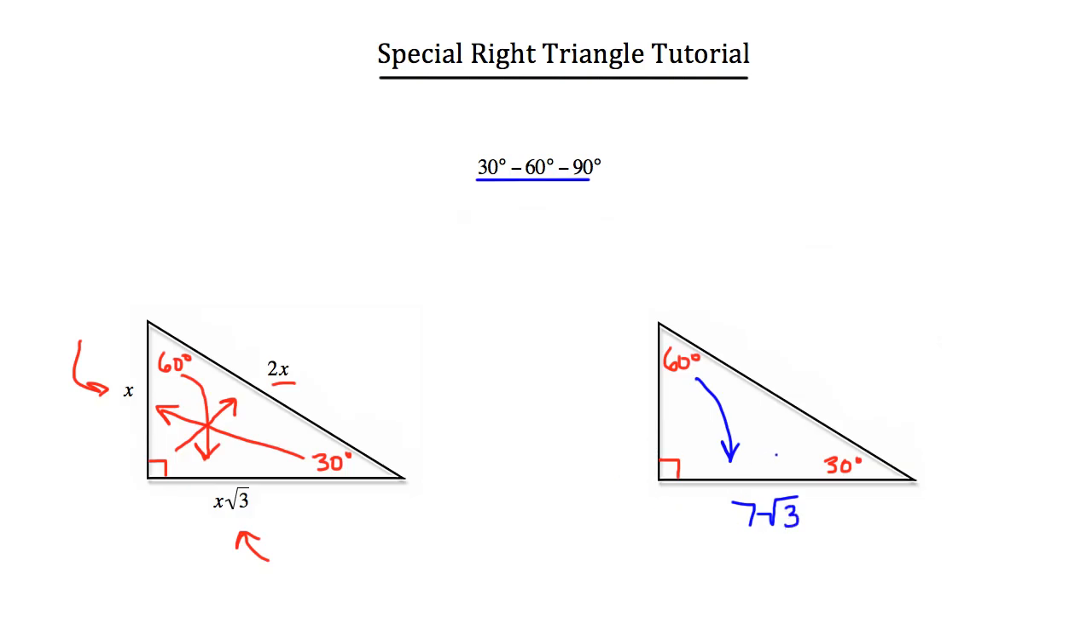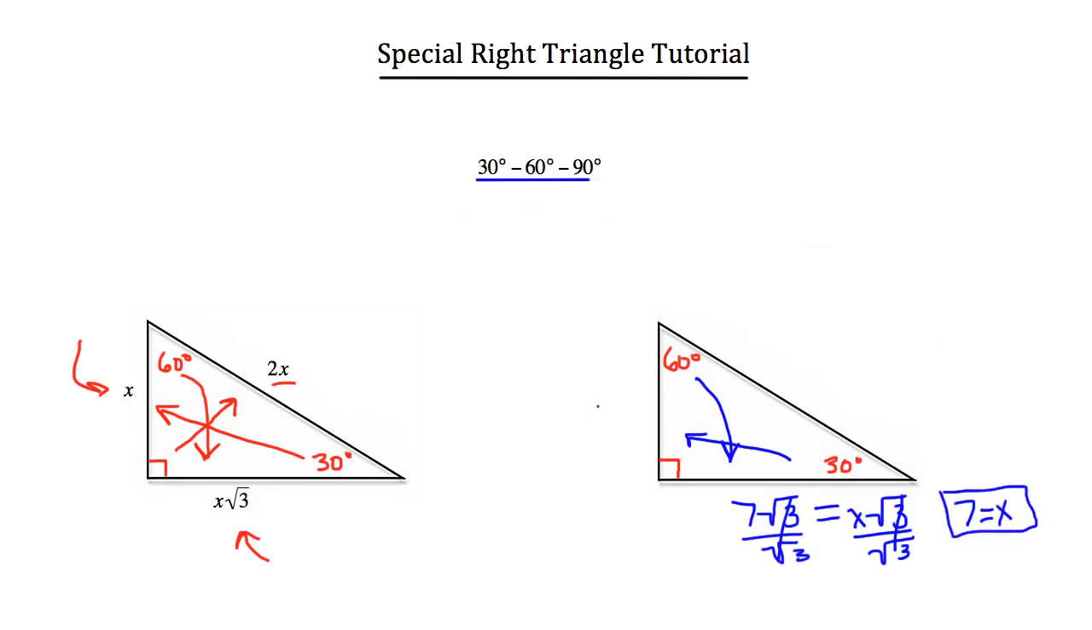Well, what do you think the length of this segment over here across from the 30-degree angle will be? Since you know that 7 root 3 has an equivalent value of x root 3, you could just set this equal to x root 3. To solve for x, you could divide by root 3 on both sides. The root 3 would cancel on the left and right, and you'd have 7 is equal to x.